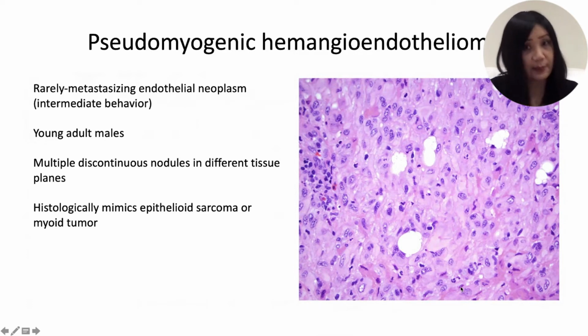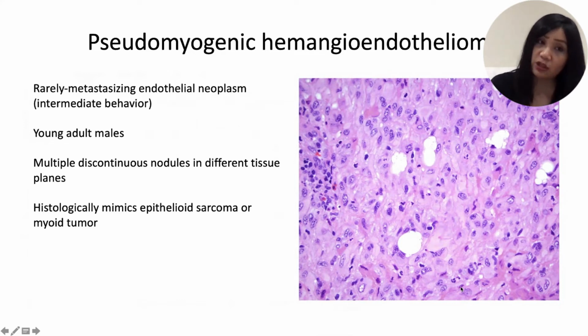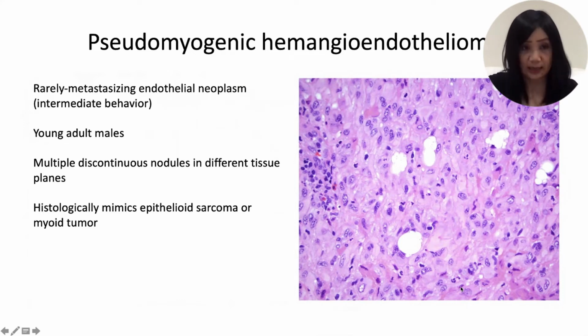It's an endothelial neoplasm that does not show vasoformation, and its behavior is intermediate. It typically occurs in young adult males, so a similar age group to the patients who get epithelioid sarcoma, and manifests typically as multiple discontinuous nodules, frequently in different tissue planes. So in 60% of cases, patients have nodules in different tissue planes of one site, and it histologically mimics epithelioid sarcoma or a myoid tumour.